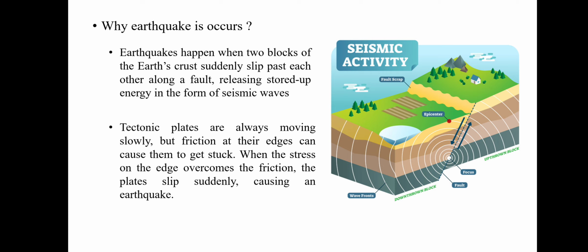So first we see why earthquakes occur. Earthquakes happen when two blocks of the earth's crust suddenly slip past each other along a fault, releasing stored up energy in the form of seismic waves. Tectonic plates are always moving slowly, but friction at their edges can cause them to get stuck. When stress on the edges overcomes the friction, the plate slips suddenly, causing an earthquake.